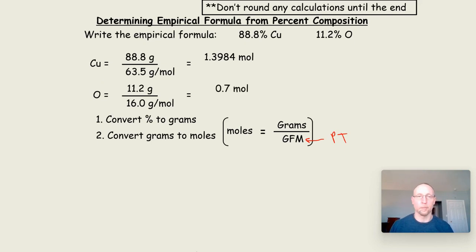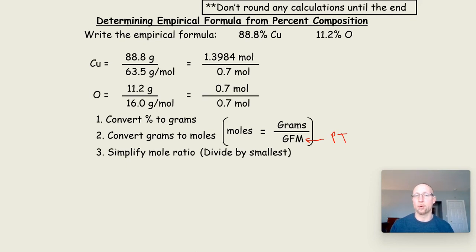And then 11.2 divided by 16, I get 0.7. Now, step 3 is we want to simplify our mole ratio. So this is our mole ratio right here, but it's not a very nice ratio. For every 1.3984 moles of copper, we have 0.7 moles of oxygen. So we want to try and get this to a nicer whole number ratio. How do we do that? Well, we want to divide all of those molar amounts by the smallest value. In this case, it would be 0.7. So we divide them all by 0.7.